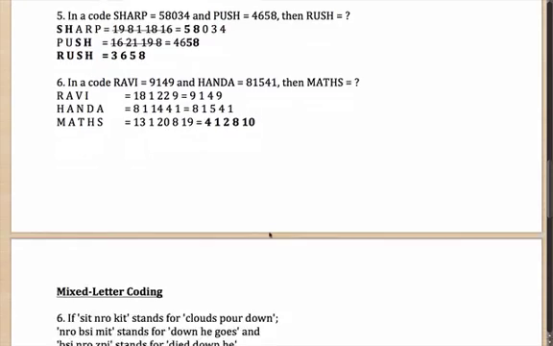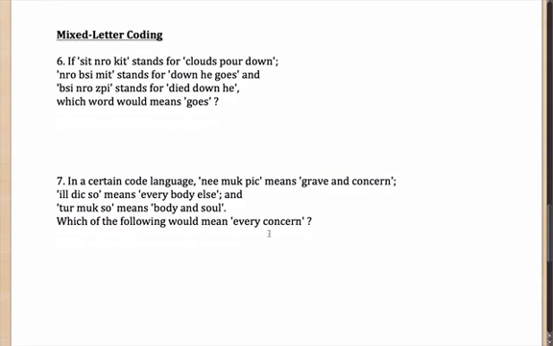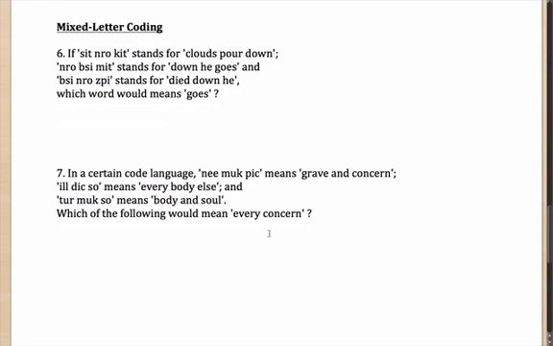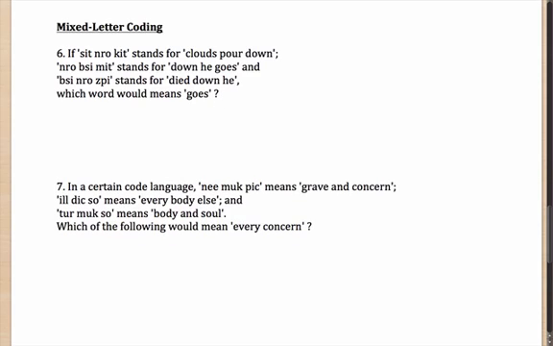With this, we move on to the next type, that is the mixed letter coding. Now, what happens in mixed letter coding is you are given some words which are mapped to another set of words, and you have to figure out what is the correct mapping. As here, "sit no kid" is "clouds pour down", "no bis mit" is "down he goes", and stuff like that. How do you solve these questions?